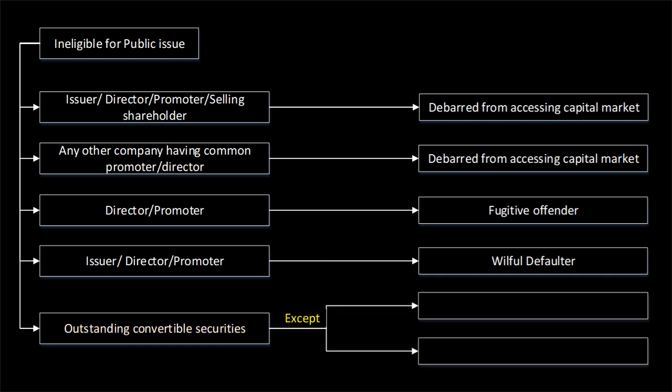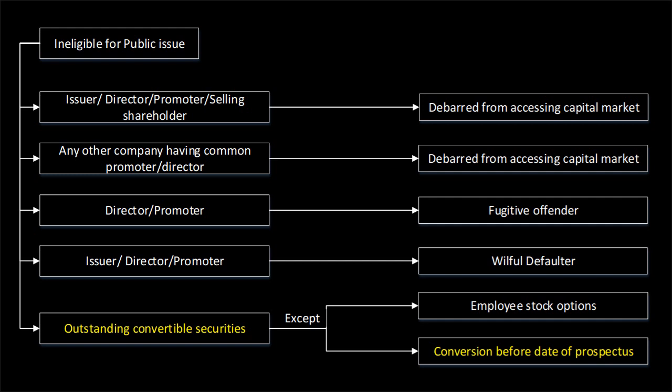However, this condition has two exceptions. First exception is that when an issuer has issued convertible securities to its employees as per ESOP scheme, then the issuer will not be ineligible. And second exception is that when an issuer has issued convertible securities which are required to be converted before the date of filing of prospectus with Sebi, then the issuer will not be ineligible, because in this case effectively the company does not have any convertible securities outstanding at the time of bringing public issues.